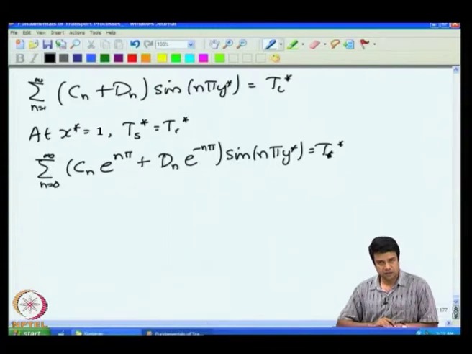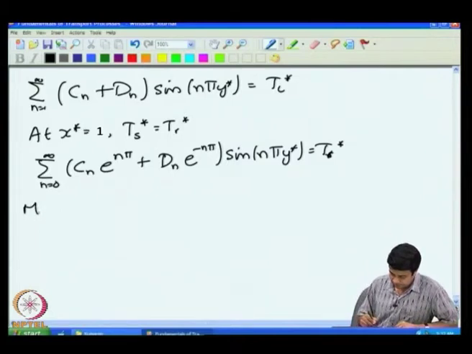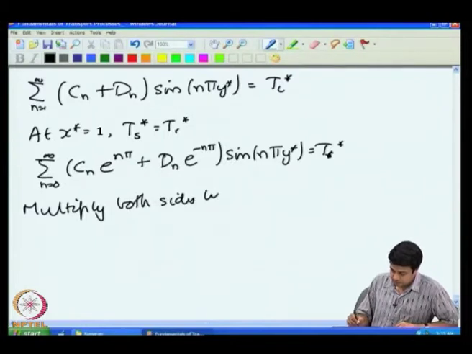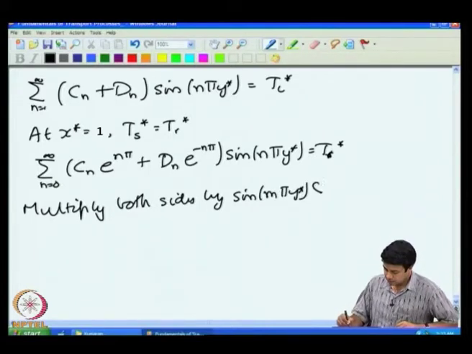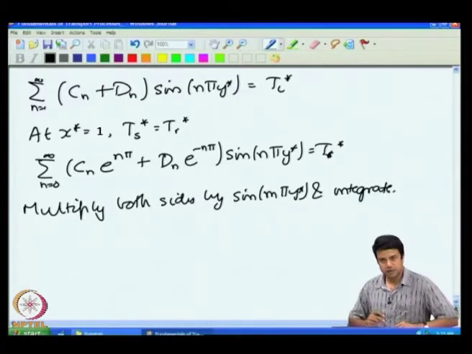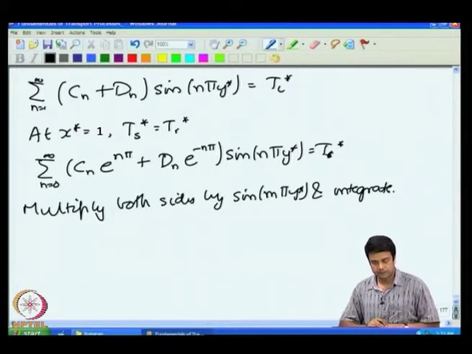How do we do that? We use, as before, the orthogonality relations. As we have done earlier, we will use the orthogonality relations. Multiply both sides by sin m pi y star and integrate from 0 to 1.